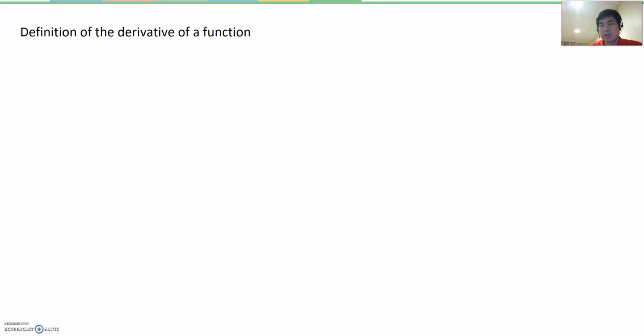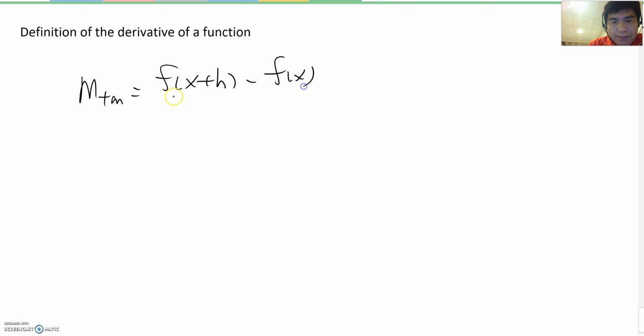So this time we will talk about the definition of the derivative of a function, and then we also cover more examples. Okay, so in the previous video we talked about the definition of the tangent line equation: m tangent equal to the limit as h moves to 0 of f(x plus h) minus f(x) over h, right?